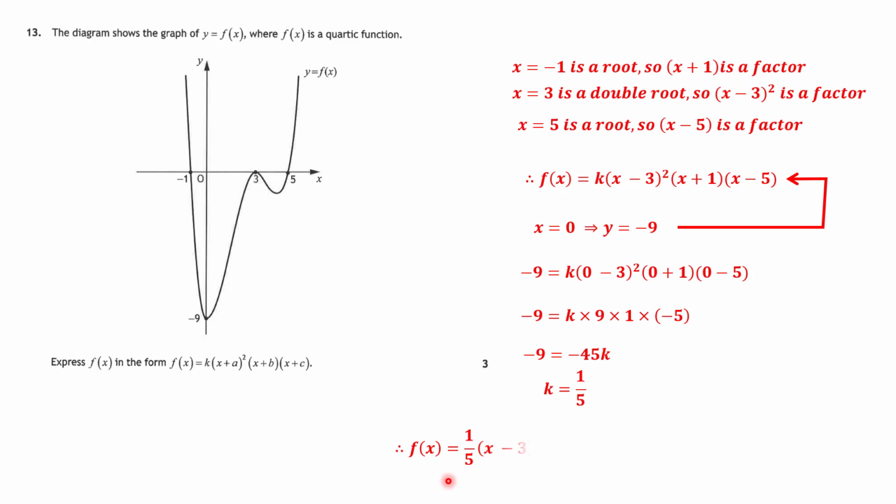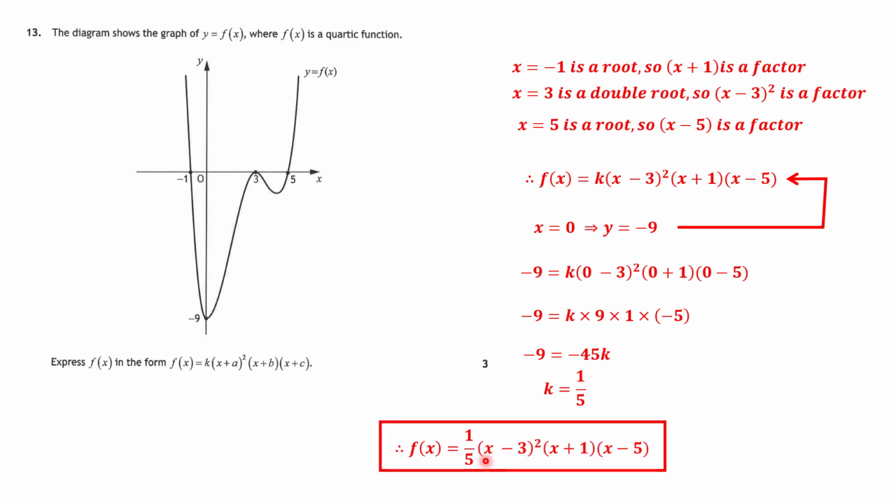So we finish this by saying f of x equals 1/5, bracket x minus 3 all squared, bracket x plus 1, bracket x minus 5, and that's the end of the question paper.